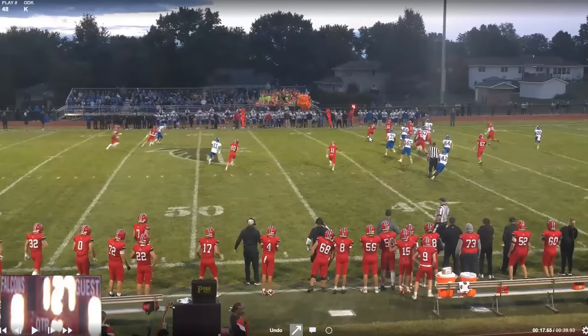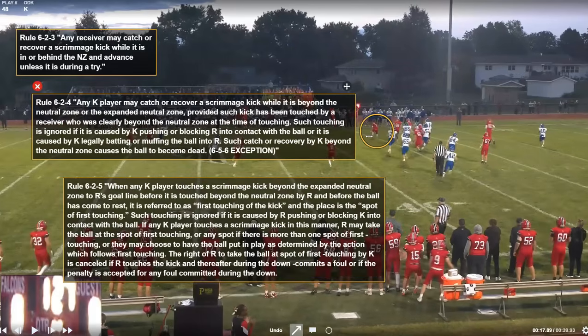Okay, so since it's touched in advance of the line of scrimmage, this is going to be a loose ball, fair game for everybody. So he doesn't pick this up clean. Okay, so here's all our rules around it. I should have gone 1 step further. Rule 6.3, first of all, any receiver can catch or recover a scrimmage kick while it's in or behind the neutral zone in advance, unless it is during a try.